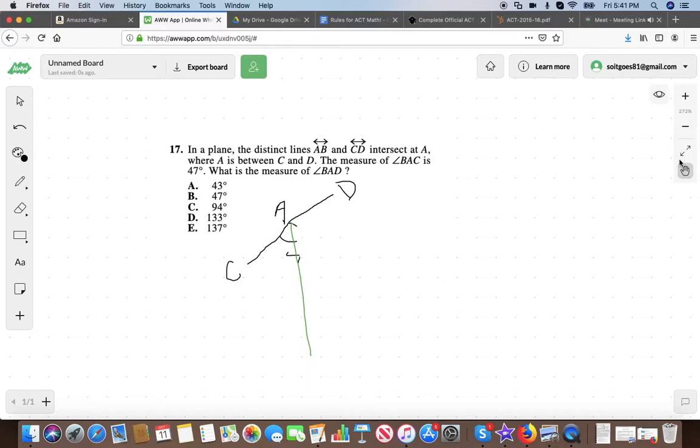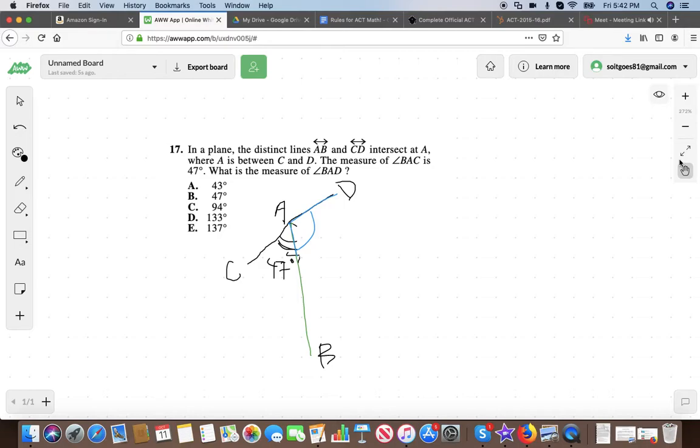So that's our new AB right here. There's our new BAC. That's 47 degrees, and we are trying to solve for what? What is the measure of BAD? Right, we're trying to solve this angle right there, BAD. Does that make sense? Yes. Easy. We got this now. What's the right answer?